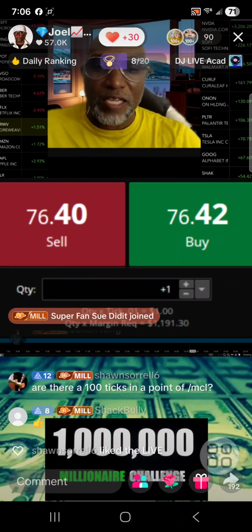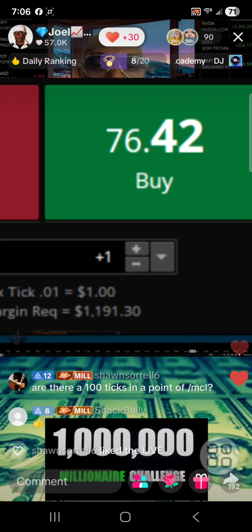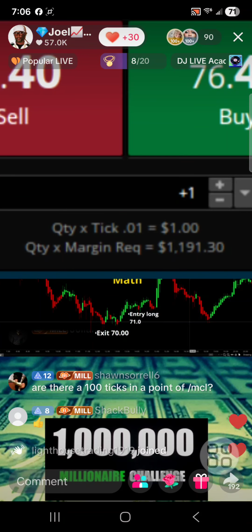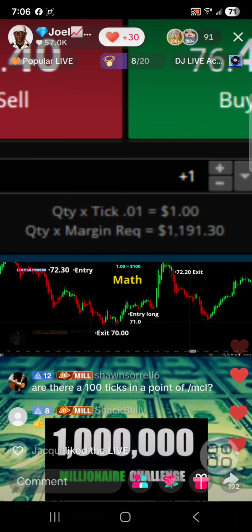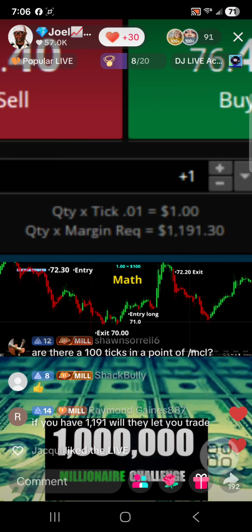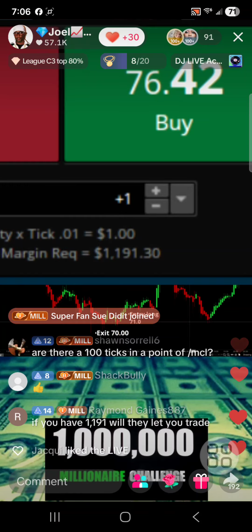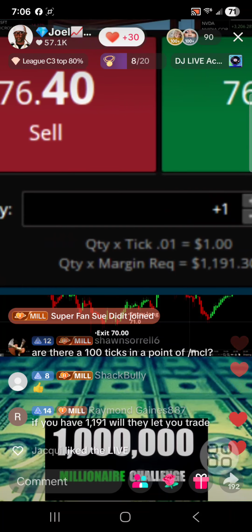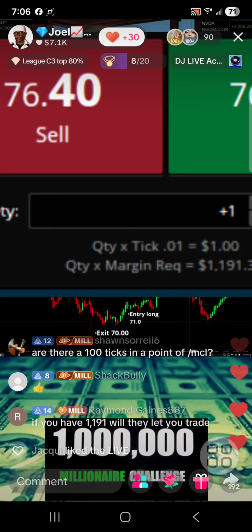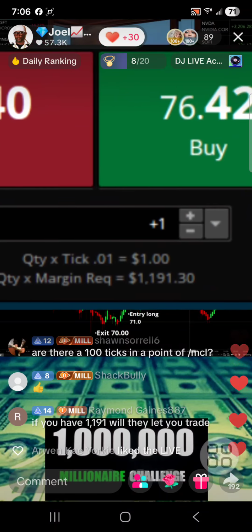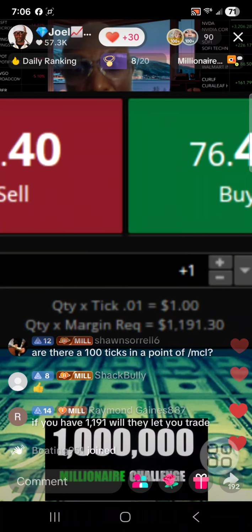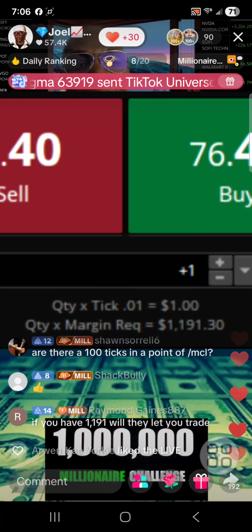Now, let's do the next math, because I'm teaching you guys how to do the math if I'm not around. This is going to say the quantity, that means every tick, that means if you look at this 76.42, it's going to tell you that they tick every 0.01. So it's going from 76.40 to 76.41 to 76.42 to 76.43. Every time it goes up a tick, you're going to make $1. So every time it goes up 0.40 to 0.41 to 0.42, you make $1 per tick.